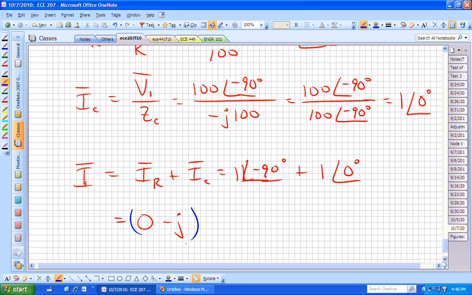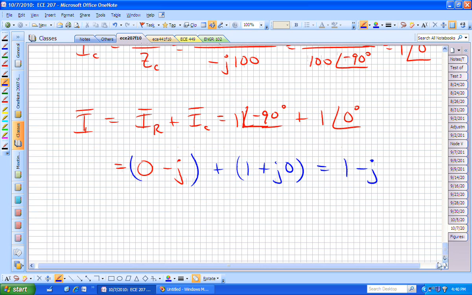And what's the next piece? 1 at 0 degrees. Isn't that this? 1 is 1. So I now have 1 minus j. That's I. And what is 1 minus j if I wanted to find that in polar form?